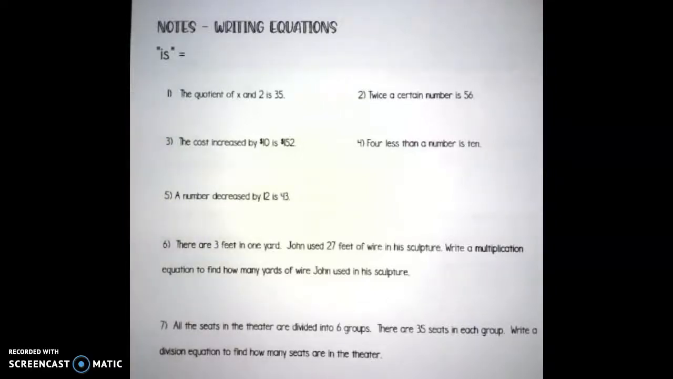Hey guys, so today we're going to be learning about writing equations. Now writing equations is going to be very similar to writing expressions, except now we have an equal sign, because we're finding two expressions that are equivalent to each other. So we're going to be having an equal sign with these.